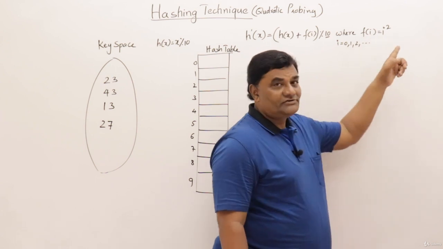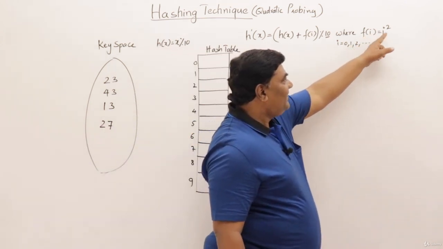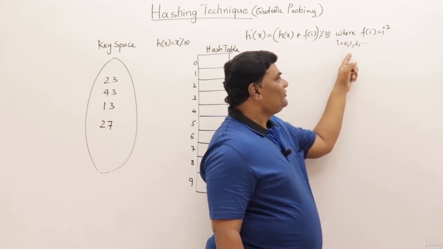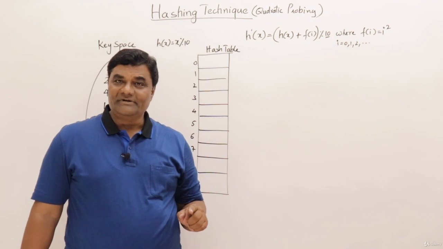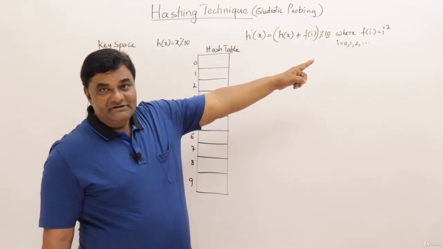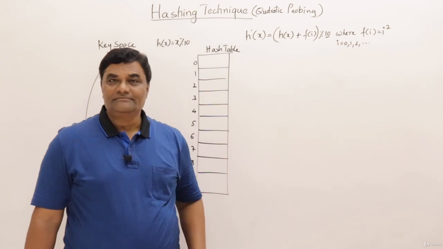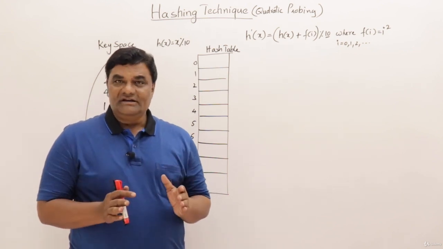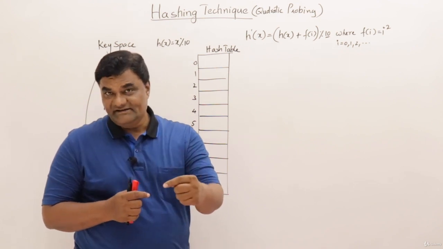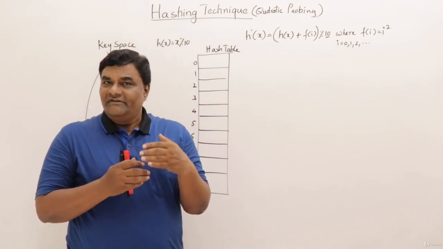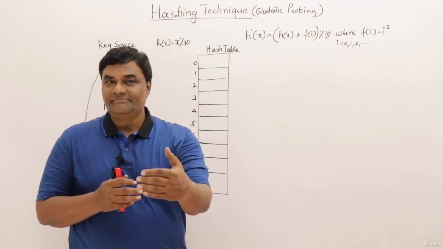f of i is equal to i square, and i takes values 0, 1, 2, and so on. So this is the difference between linear probing and quadratic probing. The next position is found with a quadratic value, not a linear value. In linear probing, if there is a collision, we were trying to insert an element at the next free space, but here we will be giving a little gap. We will be storing at a little distant place.